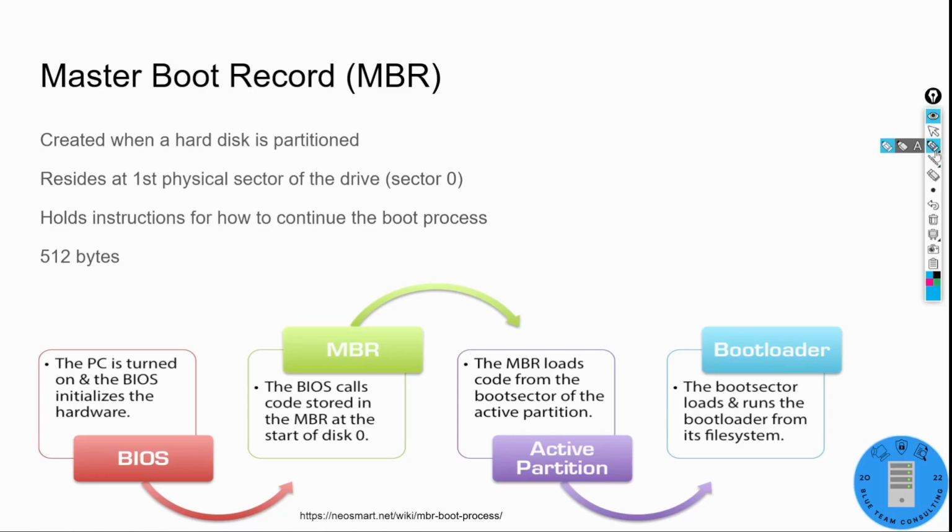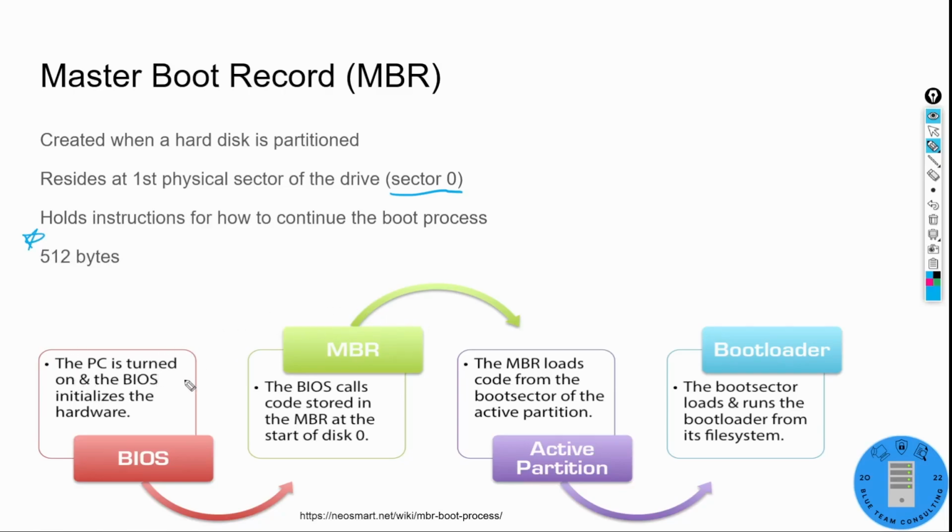Diving into this just a little bit deeper, we need to cover the master boot record. The MBR is created when the hard disk is first partitioned, and it resides at the first physical sector of the drive. So that's going to be sector 0. It's going to hold the instructions for how to continue the boot process, and it's 512 bytes long.